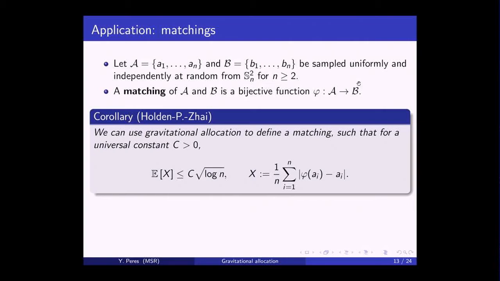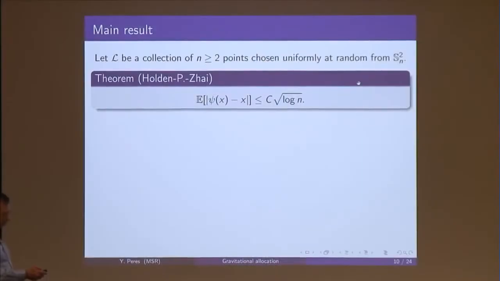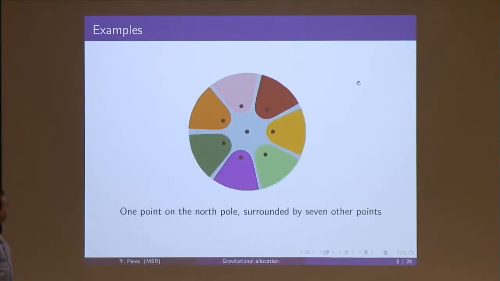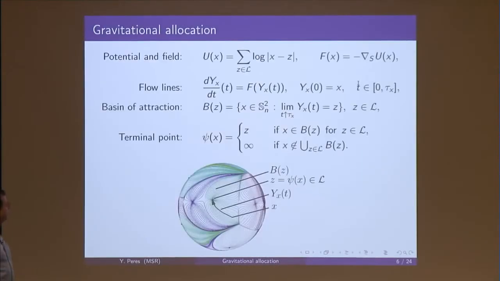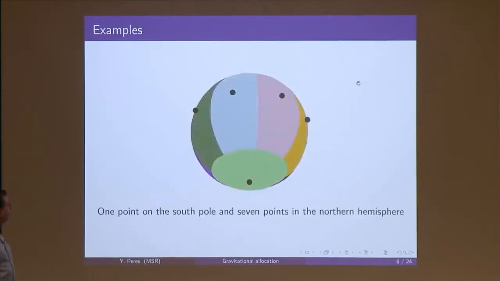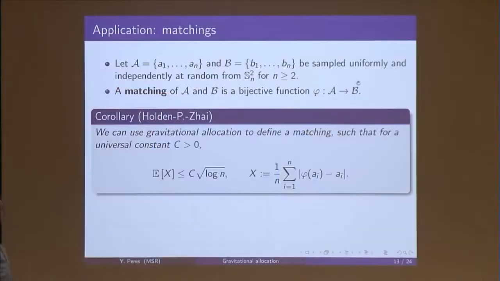So one application of gravitation. I will explain this theorem on gravitational allocation I stated, and I'll explain the idea behind it in a few moments. But before explaining this, let me say how it is applied. Sorry, let me go back to where we are. So one application is to the classical matching problem.